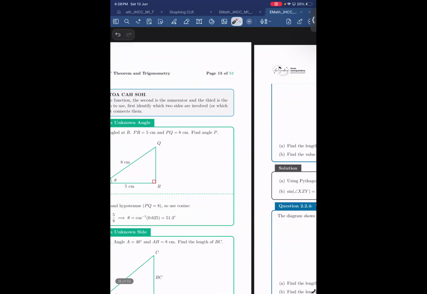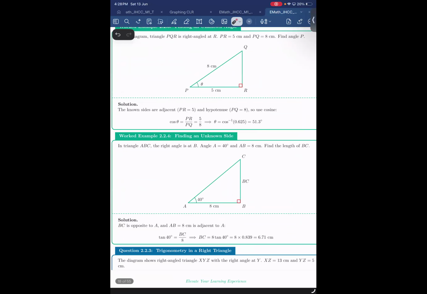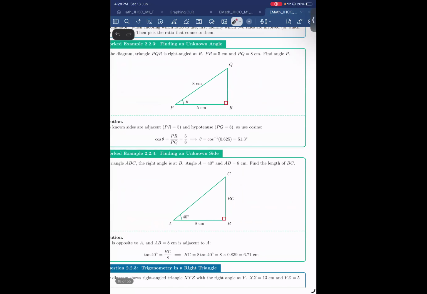And try this next question, 2.2.3. Everything is illustrated in the diagram.